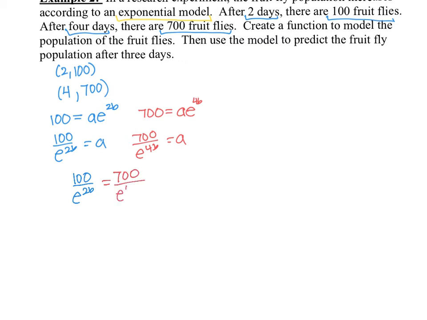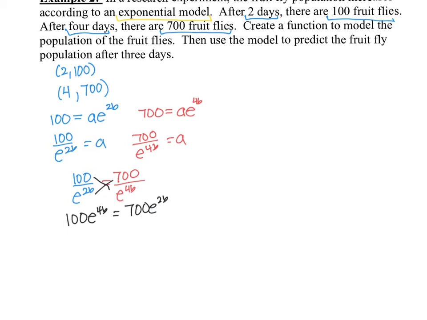Okay, and then hopefully I will be able to solve for b because that's what's in my equation. Now, depending on your algebra, you could do this differently. I found that some people like to do cross multiplication here, and then they solve it later. If I do cross multiplication like that, I get 100 e to the 4b equals 700 e to the 2b.